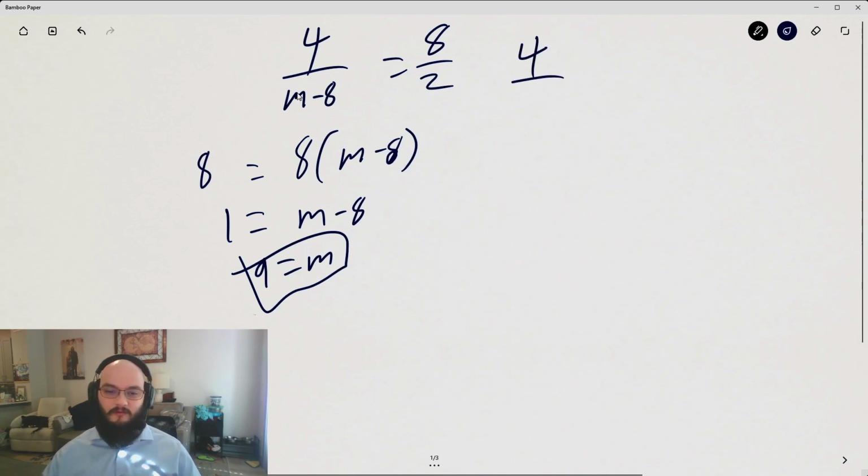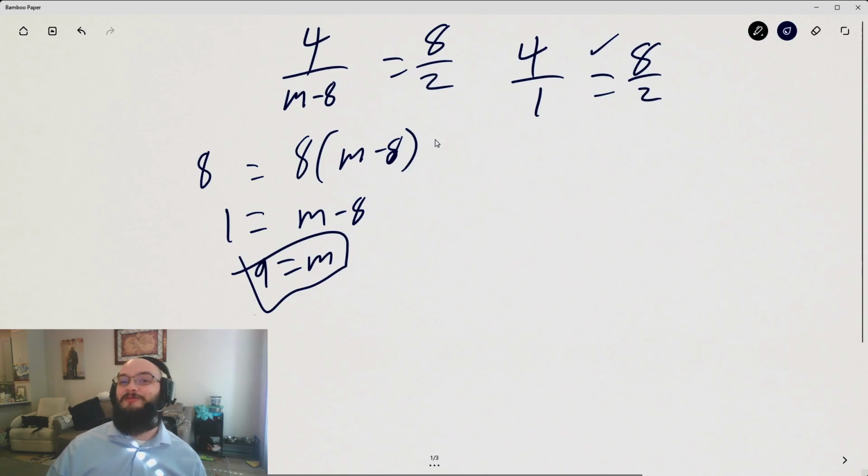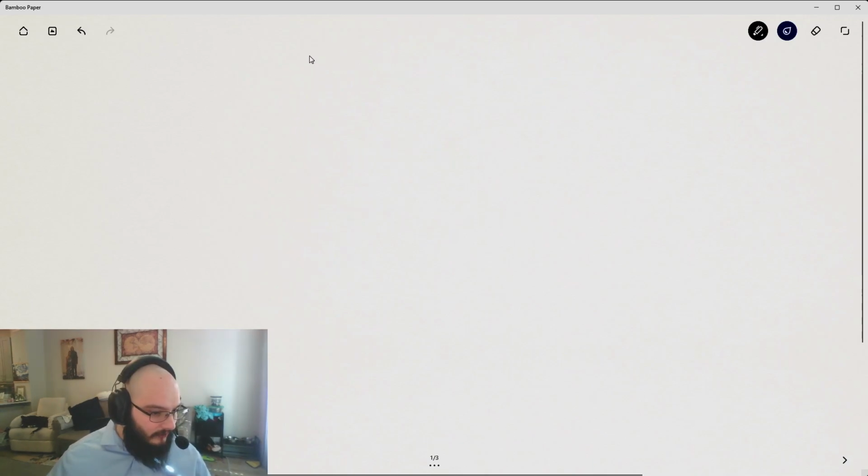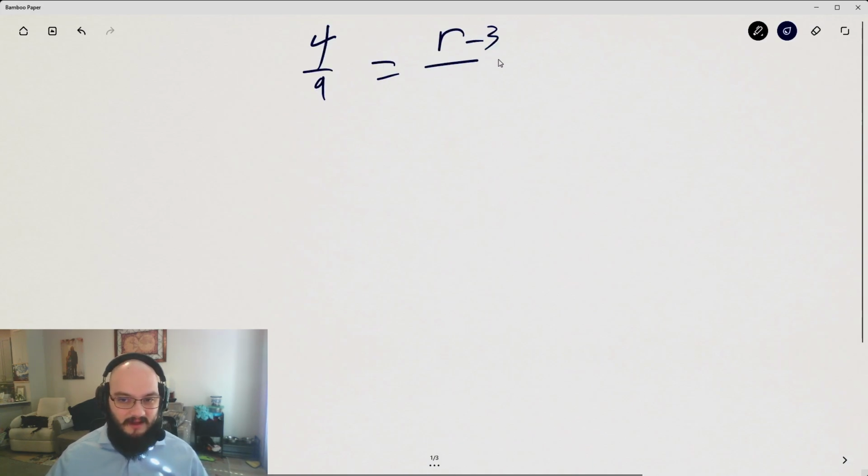This would be 4 over 9 minus 8 is 1 is equal to 8 over 2, which makes sense. Multiplied by 2 makes 8, multiplied by 2 makes 2, so this is indeed a true statement, and we did find the value for m. Our fourth example is 4 over 9 is equal to r minus 3 over 6.